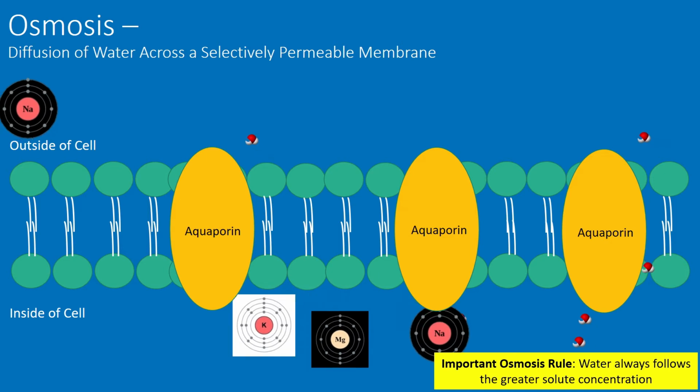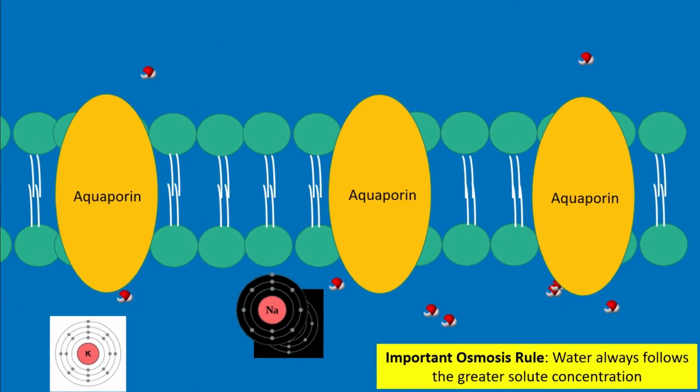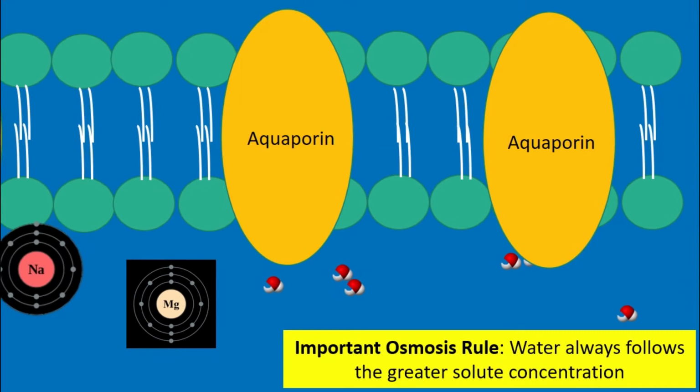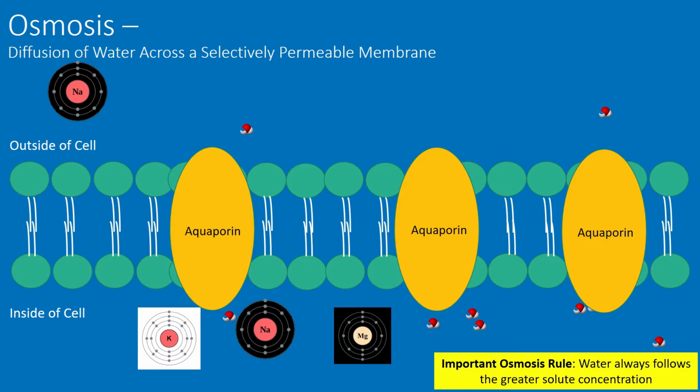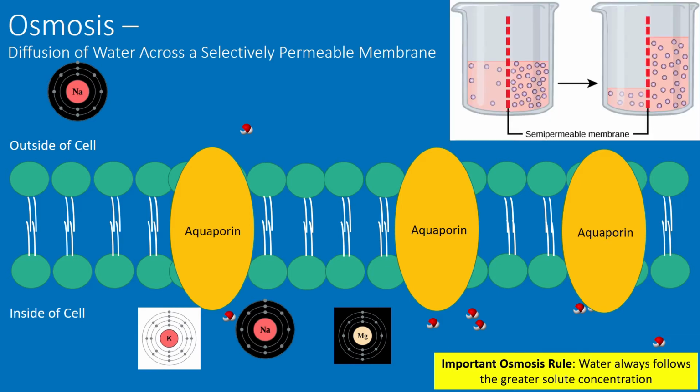And try to remember that rule. Water always follows the greater solute concentration. And the whole point is to try to achieve equilibrium of concentration on both sides. Osmosis can only occur across a selectively permeable membrane. So while solutes can't pass through membranes, sometimes water can, as indicated by these two beakers. However, the concentration of a solution outside of a cell may differ from the concentration inside the cell. The tonicity, or strength of a solution, can have big effects on the cells themselves.